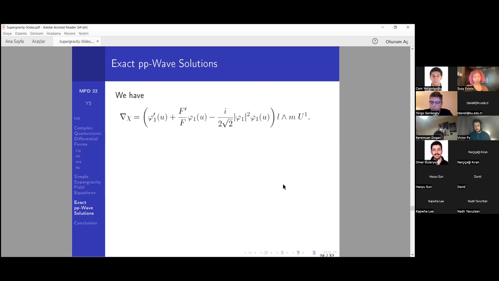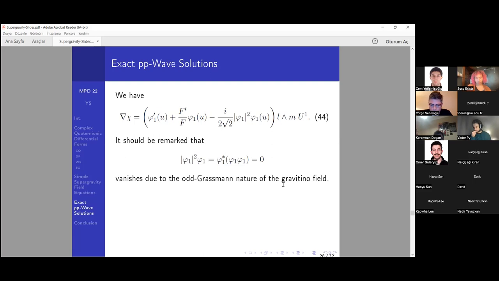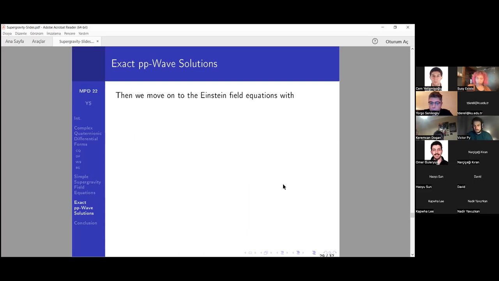Then we calculate the remaining components in order to go to the Einstein equations, which are components of the energy momentum tensor. They look as ugly as this. It should be remarked that we have the norm squared times phi one times phi one, which is equal to this. It vanishes due to the odd Grassmann nature of the gravitino field. Then we move on to the field equations. Now we need to solve them.